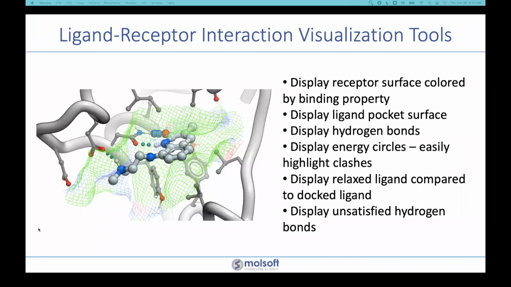You can also display the relaxed ligand. It's quite easy to start designing ligands, but you're actually adding strain to the ligand, so it's not an ideal modification. You can easily see how different your designed ligand is from the relaxed version of that ligand. You can also display unsatisfied hydrogen bonds where you may want to build towards. And you can also display these interactions in 2D. I'll show you how to do that in ICM now.